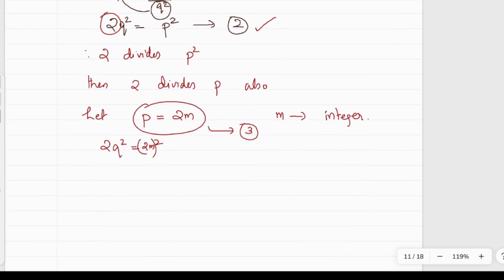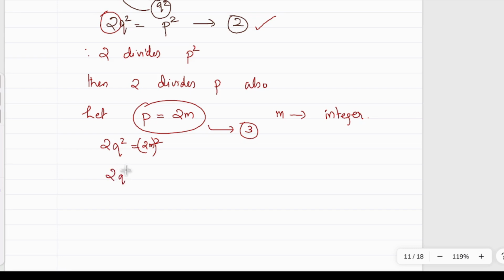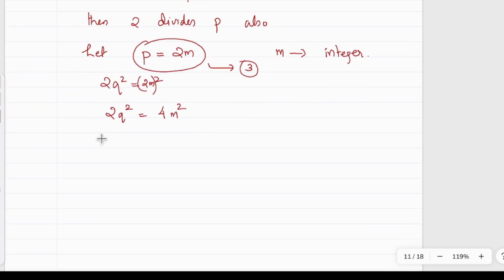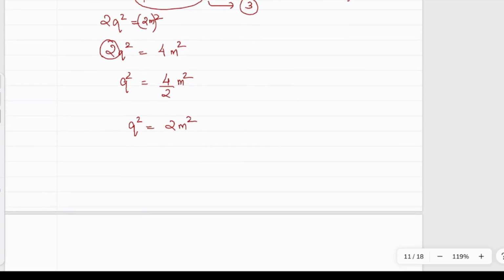2m the whole square means what? That is 2q square equal to 4m square. Right? From here what can I write? If I take this 2 to the opposite side, what will happen here? That is q square equal to 4 by 2m square. Therefore, q square equal to what? 2m square.